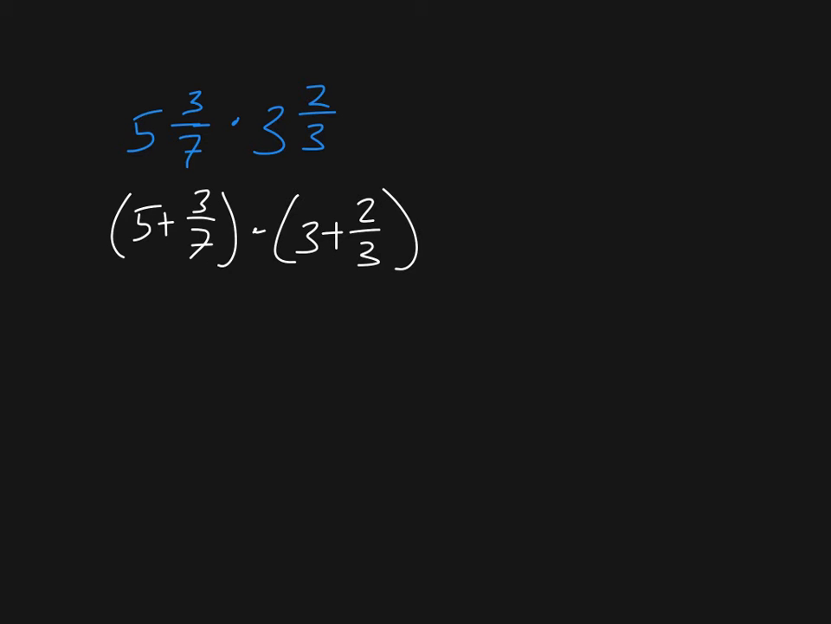Now remember, we're going to multiply everything in one set by everything in the other set. So we have 5 times 3 first, which is 15. And then 5 times 2/3, which is 10/3. So we've used our 5. I'll just cross that out as a reminder. And 3/7 times 3 is 9/7.